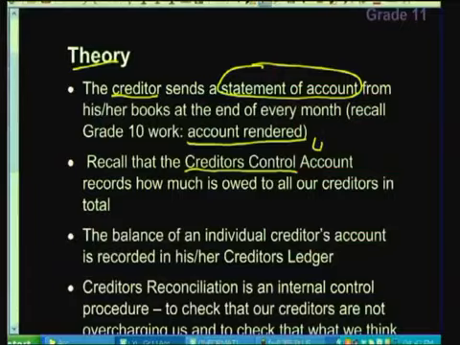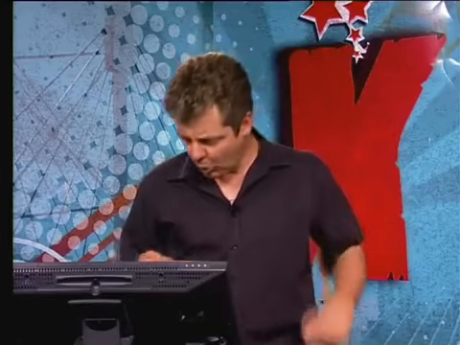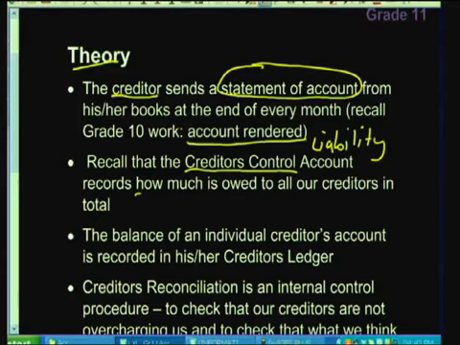A creditors control account is a liability account because it keeps track of the money that we owe our creditors. And what's more, it keeps track of how much is owed to all our creditors in total. So it's the grand total of everything that we owe our creditors at the end of a specific period.